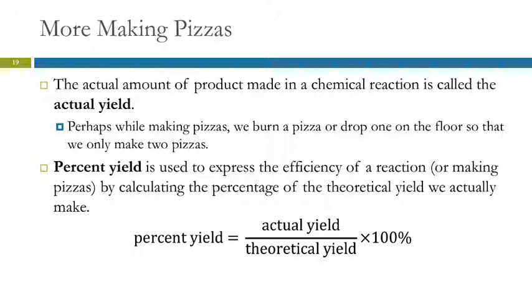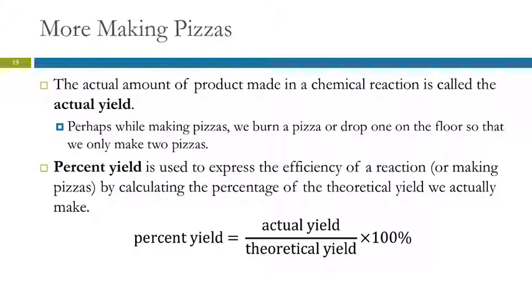So we're making pizzas, and maybe we got distracted by Candy Crush or something, or YouTube, and we didn't hear the timer, and we burned one of the pizzas. And we burned it bad. Nobody's going to eat it. So now we only have 2 pizzas, even though we should have been able to make 3 pizzas, right? Or maybe we dropped one on the floor, or the cat jumped on it or something. That's our actual yield. It's how many we actually make.